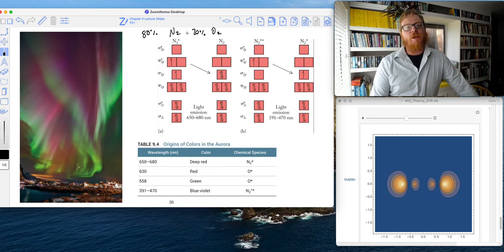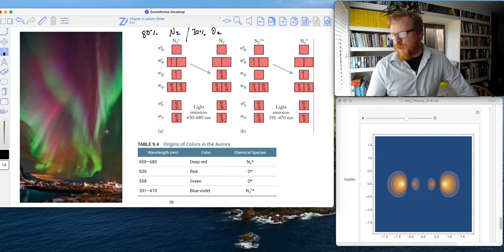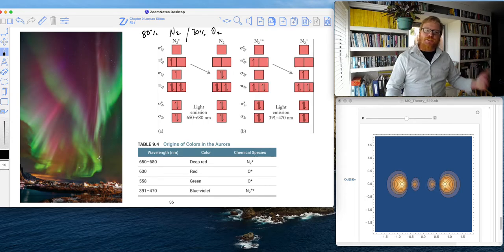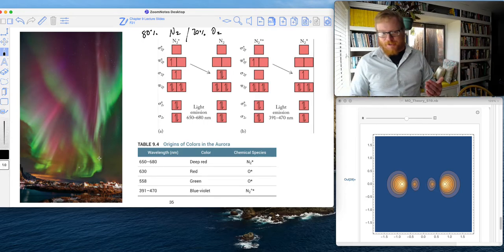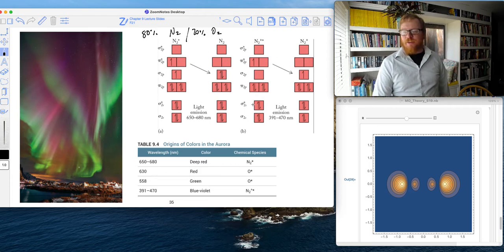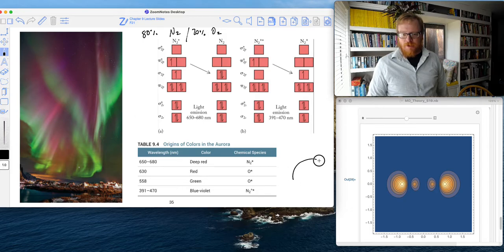There is a really cool phenomenon at the poles called the auroras. So the aurora borealis in the northern hemisphere, or the northern lights, and the aurora australis at the southern hemisphere, or the southern lights. And did you know that those are actually due to nitrogen and oxygen? And we can actually see that in their MO diagrams. So what ends up happening here is the atmosphere. So here I'll draw Earth. Okay, there's my crude drawing of Earth.